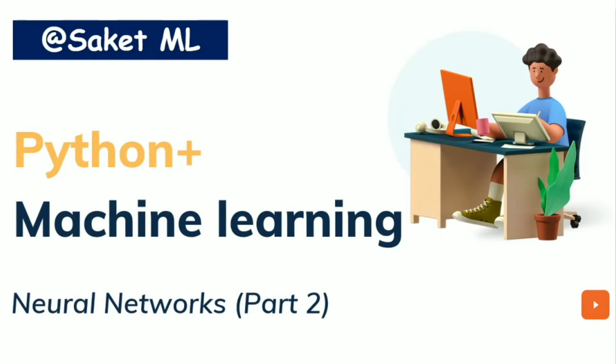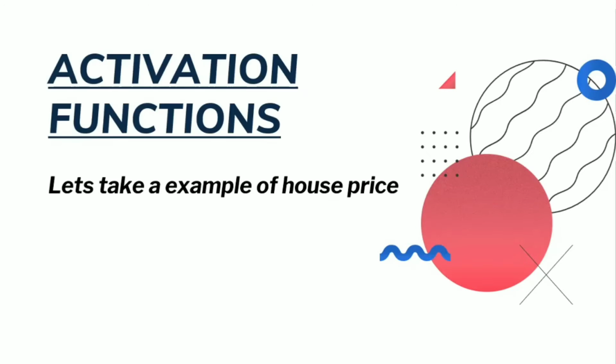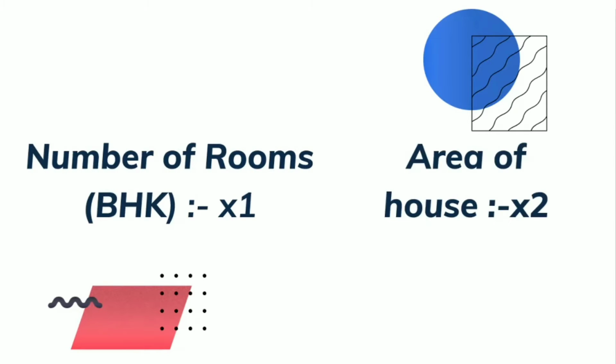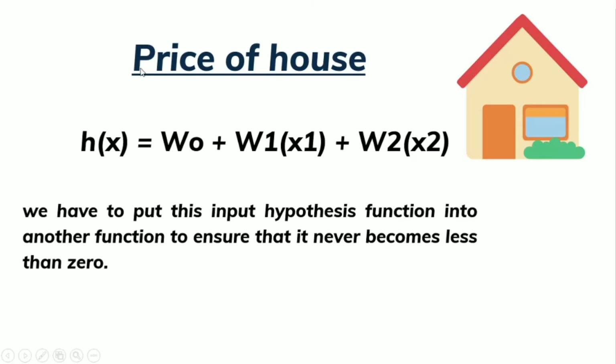So let's move forward. To understand the activation function, we are going to take an example: the price of a house. We are going to predict the price of the house based on two input attributes, the number of rooms and the area of the house. We will consider them as x1 and x2. In the previous video we discussed the hypothesis equation. This is the hypothesis equation for two input attributes.